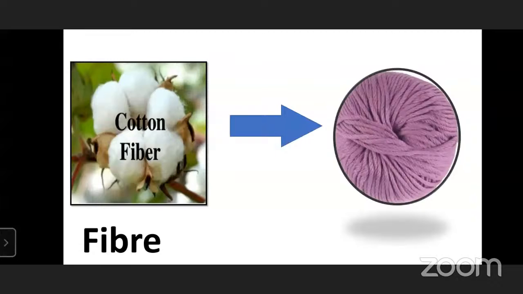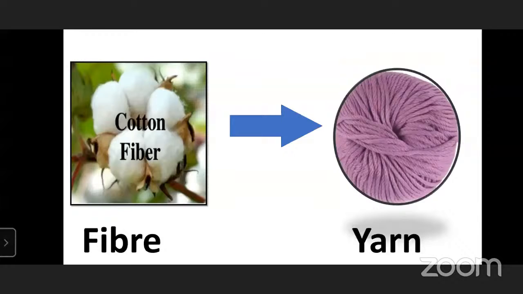From how do we get cotton fiber and all. We'll see the process of it. Children, look at the picture carefully. Now see, this is a cotton plant. So this is the fiber of cotton. And then the next we will get here. This is a yarn. After that, we will get the yarn of it.